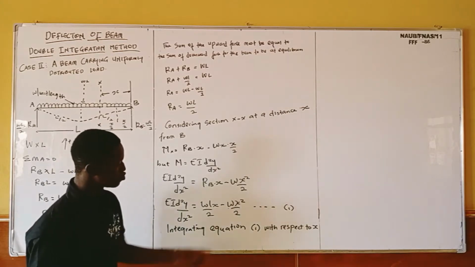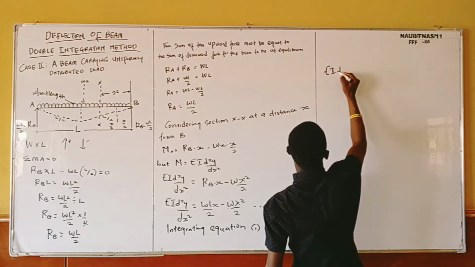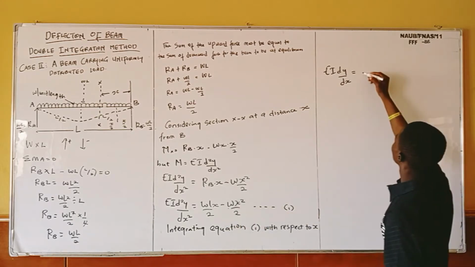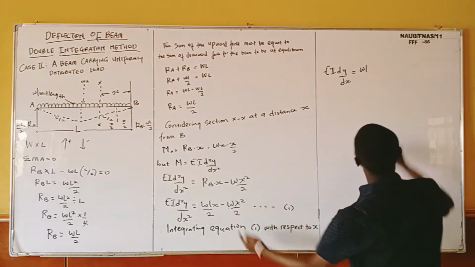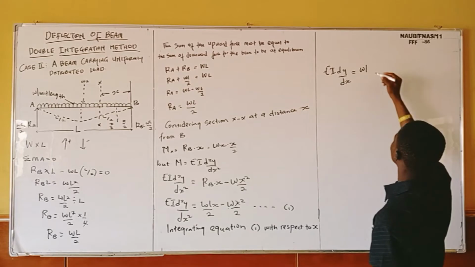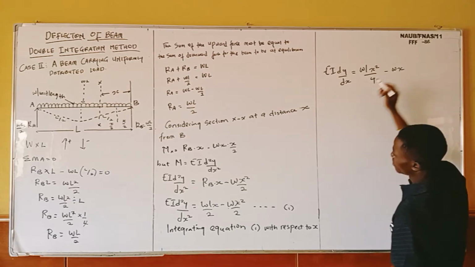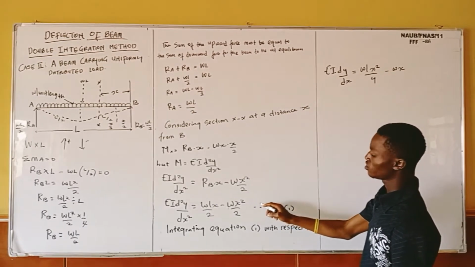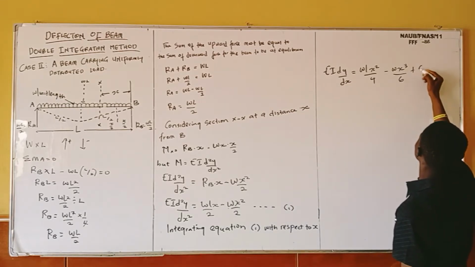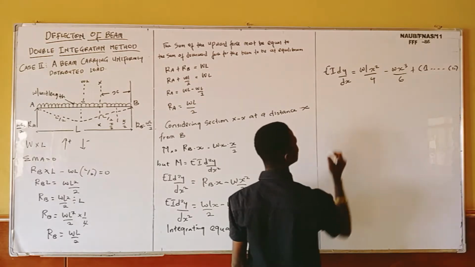If we integrate this equation 1 with respect to x, we are going to have EI dy dx equals, integrating this one, WLX. There's an invisible 1 here, so when you add 1 to it, you multiply it by your denominator. So I'm going to have x squared over 4 minus W. In this case, we have 2 here plus 1, which is 3. Then we multiply it by our denominator, which gives WX cubed over 6 plus C1. This one is our equation 2.